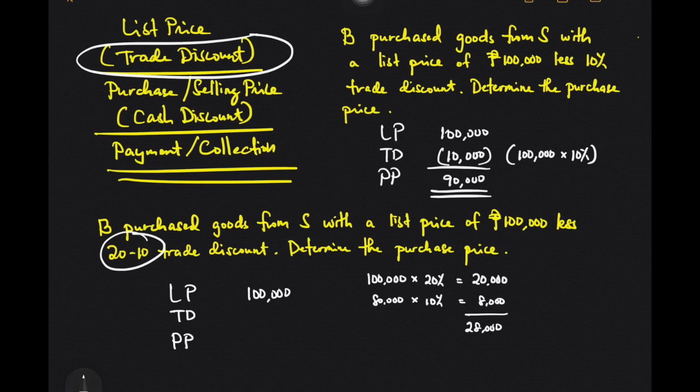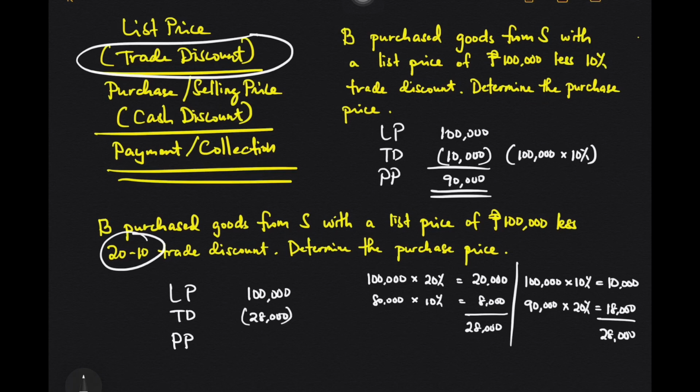Okay? And we can also do it the other way. We start from 10 and then we do 20. 100,000 times 10%, that's 10,000. Applying this to the list price will give you 90,000 times 20%, that's 18,000. And if you get the total, it's 28,000. It's the same. Okay, so our trade discount here is 28,000. 100,000 minus 28,000, answer is 72,000. This is the answer.